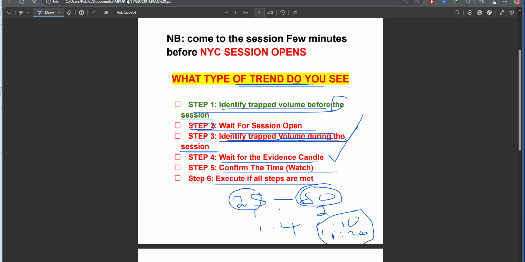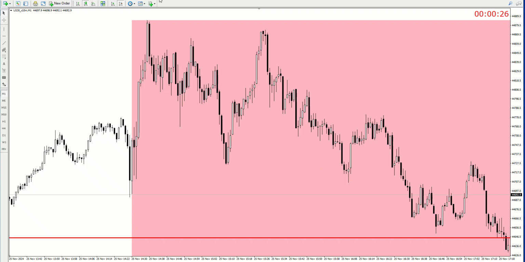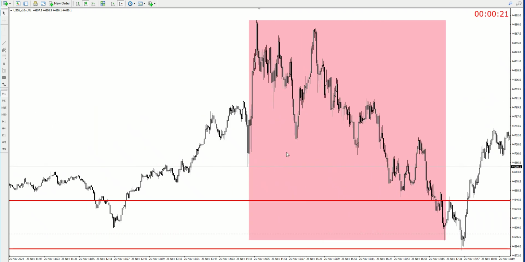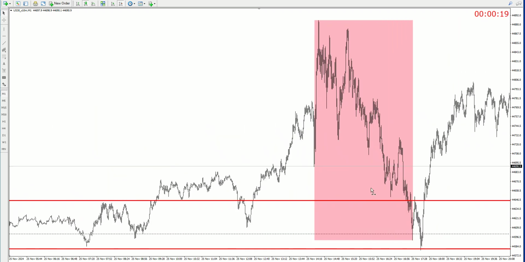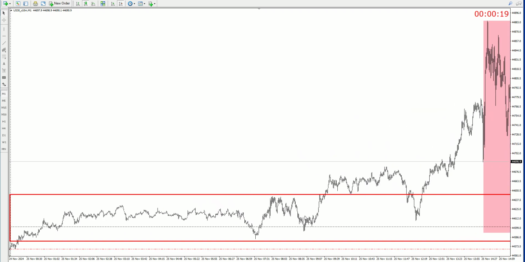Now we're going to go to the real thing. Guys, now let's go back. We want to see something very crucial here. This was yesterday. If we were to identify who was trapped, obviously we did this together, everybody down here is trapped.